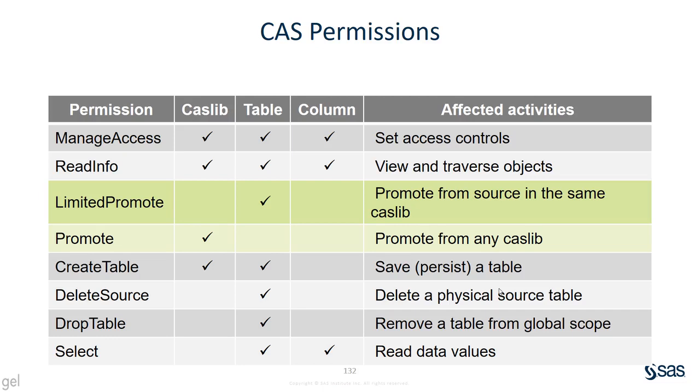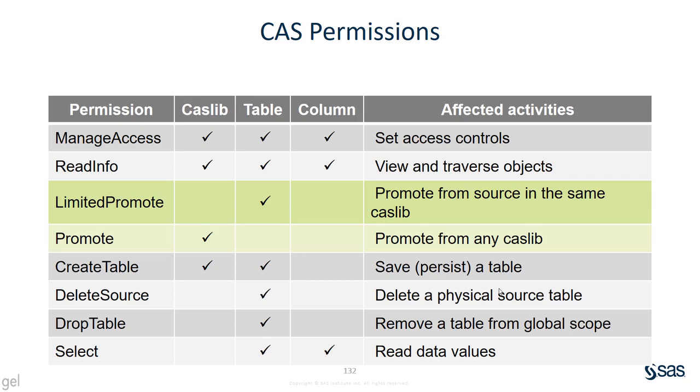These are the permissions we have in CAS. We saw a slide similar to this for the general authorization system. They're a little bit different for CAS because we're talking about data. We get things like read info, which allows us to traverse the objects in the tree, so from the CAS lib down to the tables and columns. Manage access is like secure, that's the one that allows us to set access controls. They're all sort of database-like, so create table, drop table, select permissions, and we show you on the slide what the permission relates to.